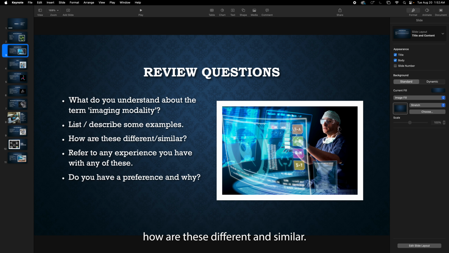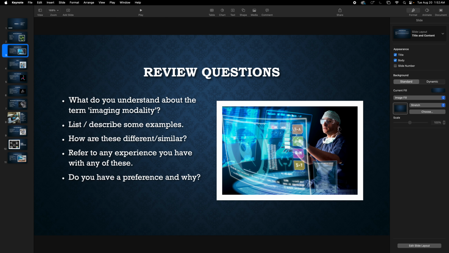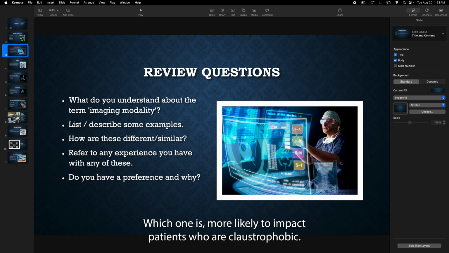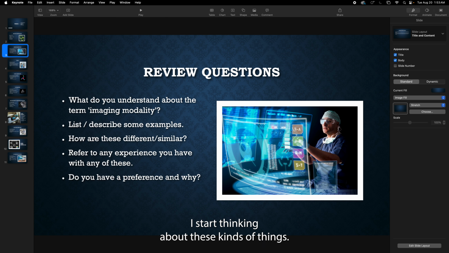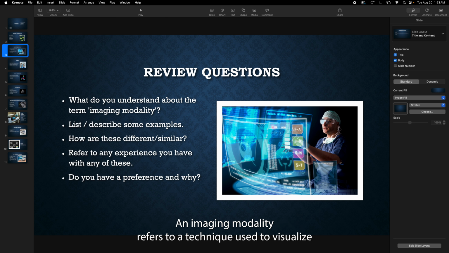Now, how are these different and similar? We'll talk about that in a second, but you start thinking about these things as in which one's radioactive, which one's not radioactive, which one's quicker, which one is more likely to impact patients who are claustrophobic, right? Start thinking about these kinds of things. Even though we're focusing on CT, we're going to try to separate this from the other imaging modalities. As a reminder, like I just said, make sure you write this down. An imaging modality refers to a technique used to visualize the body for diagnostic purposes. So it's a group of tools that we use to diagnose a patient.